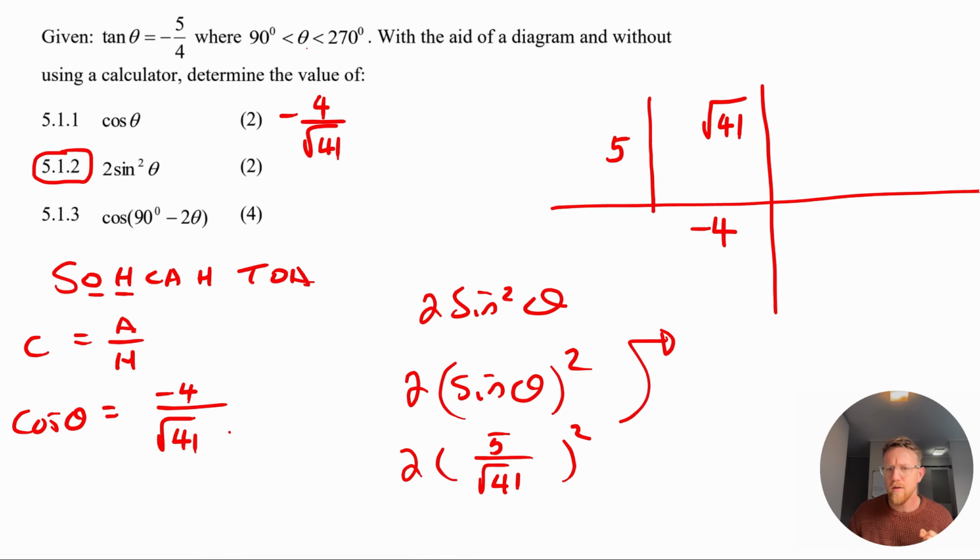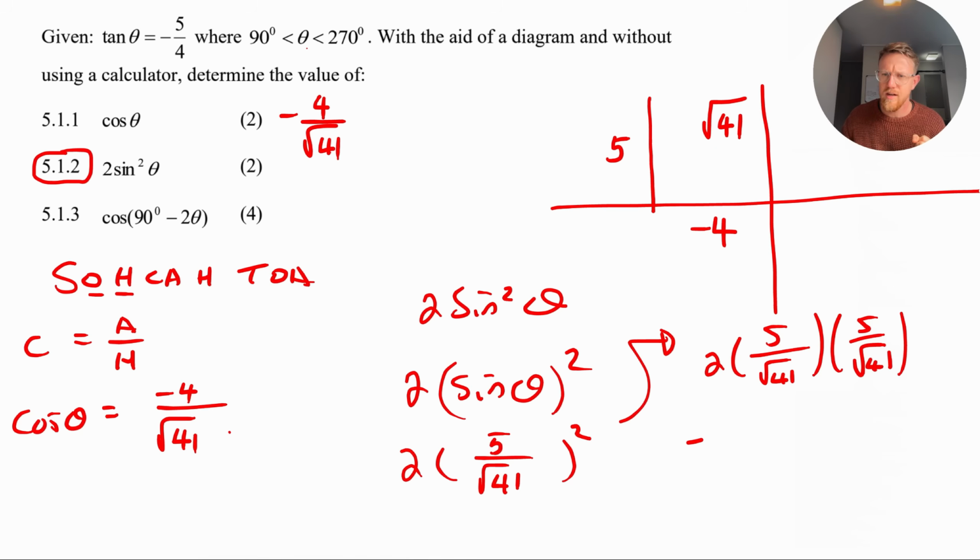So now we can say 5 over the root of 41, and then 5 over the root of 41. And so that's just going to become, the 2 only multiplies at the top. So 2 times 5 is 10, times 5 is going to be 50. And then if you multiply square root 41 and square root 41, you can do that on your calculator. They won't know if you just did that part in the calculator. And that would give you 41. So 50 over 41.